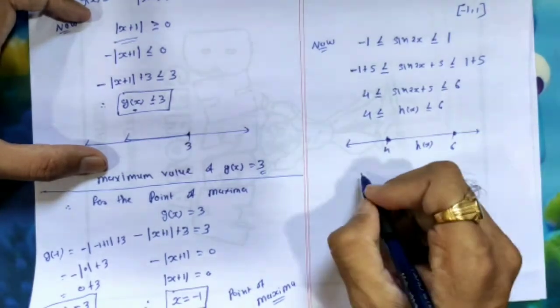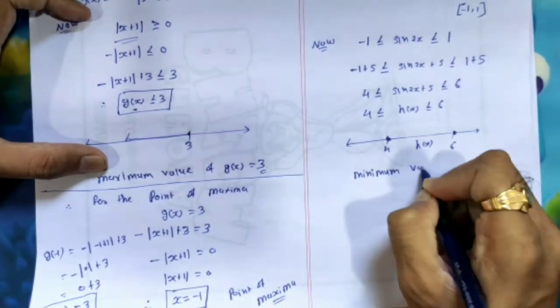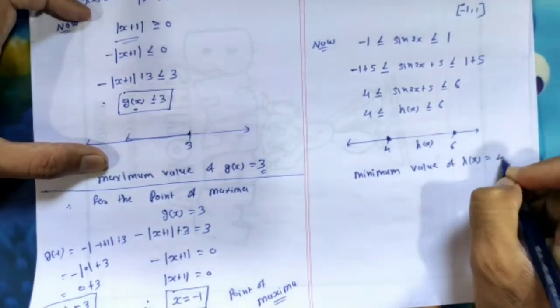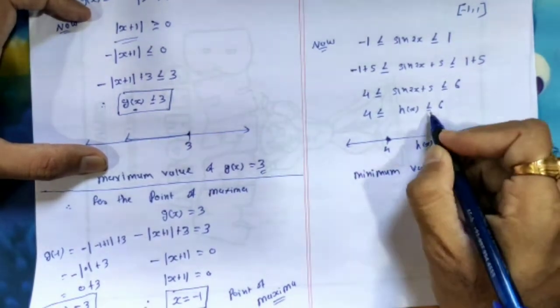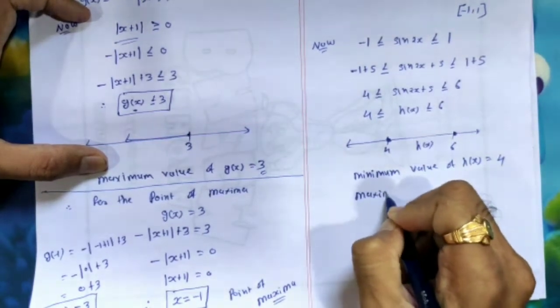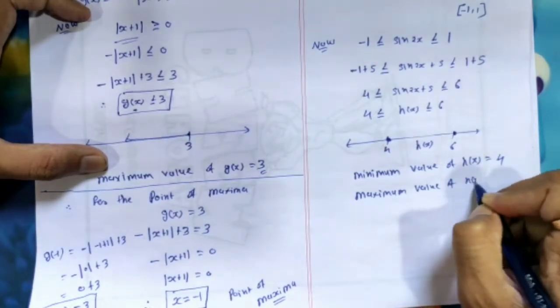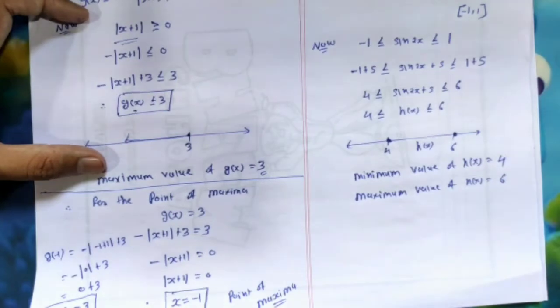So this is the function's minimum value. So what is the minimum value? Here the minimum value of the function h of x is 4. The minimum comes down to 4 on the left side, and on the right side, where is the maximum going? Including 6. So it goes up to 6. So the maximum value of h of x is equal to 6. Clear? So this is the maximum value and minimum value.